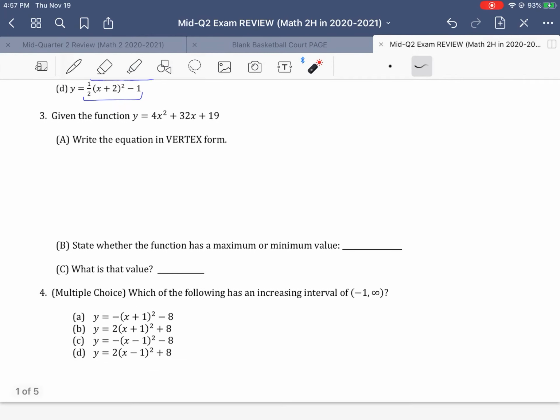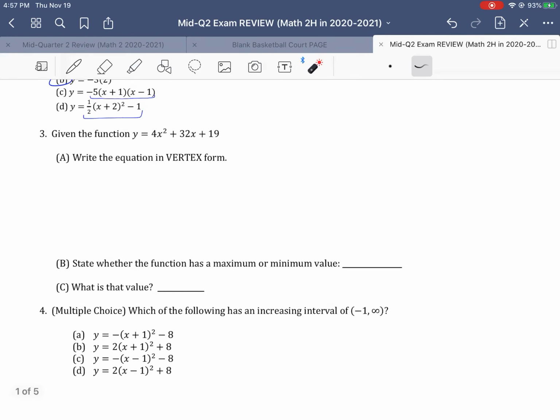Those are all quadratics. Number 3, given the function y is equal to 4x squared plus 32x plus 19, we're asked to first write it in vertex form. Again, remember vertex form is where we pull the a value out front, and we're left with a k value on the outside. So we are going to start by writing y is equal to 4x squared plus 32x, and we move the 19 out of the way, so it's going to relate to the k value. We then start to factor those first 2 pieces. We need to pull the a value out front, which means we leave x squared plus 8x on the inside, and we still have a positive 19 over there.